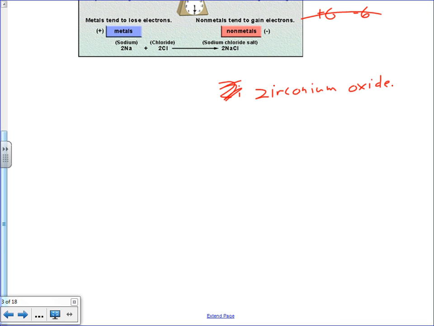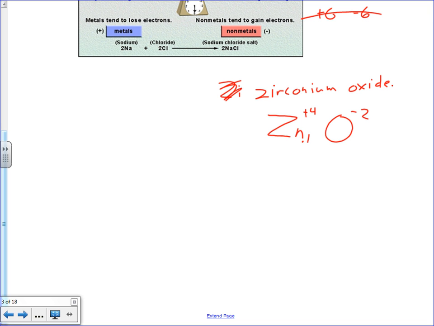Charge on zirconium is +4. On oxide, it's -2. When I drop and swap, I get a 2 here and a 4 there. What should I do with those two numbers? I should reduce. Whenever you can, you should reduce. Because, yes, 2 times +4 is +8, and 4 times -2 is -8. But if I reduce these down to 1 and 2, it still works.